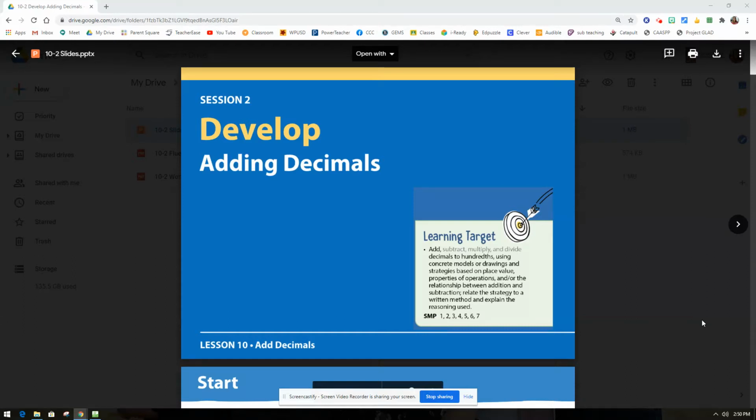We are going to be continuing our work learning how to add decimals. Today we'll use different strategies to add decimals with tenths and hundredths. We will be working in our Ready Classroom math workbook. We'll be working on pages 193 through 198. So go ahead and take out your math workbook and turn to page 193.